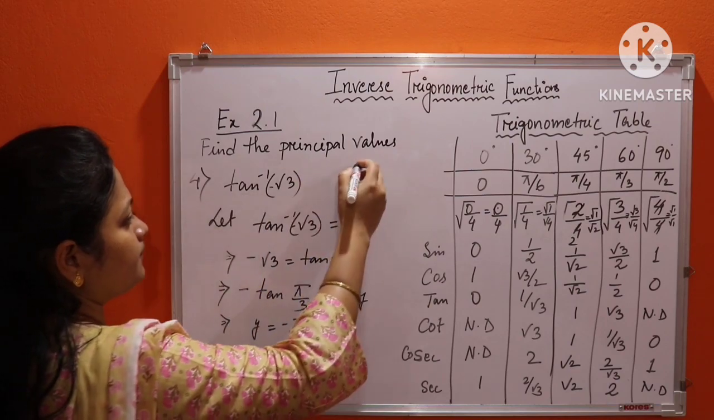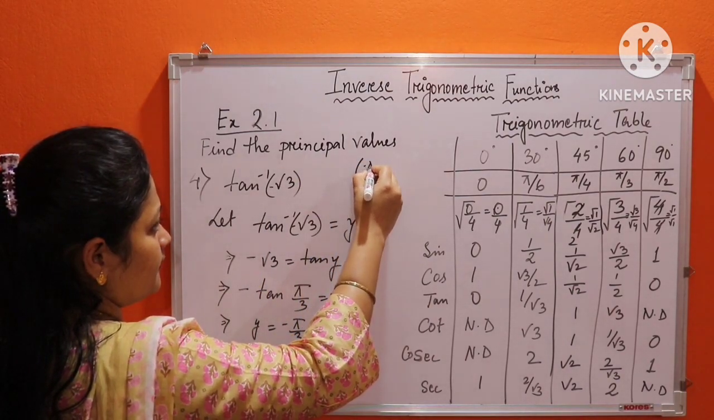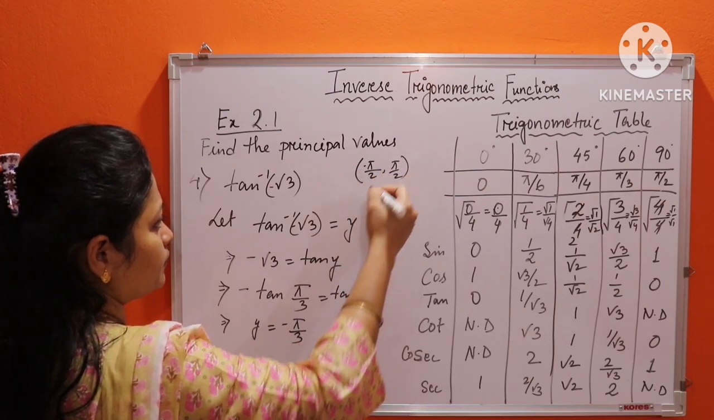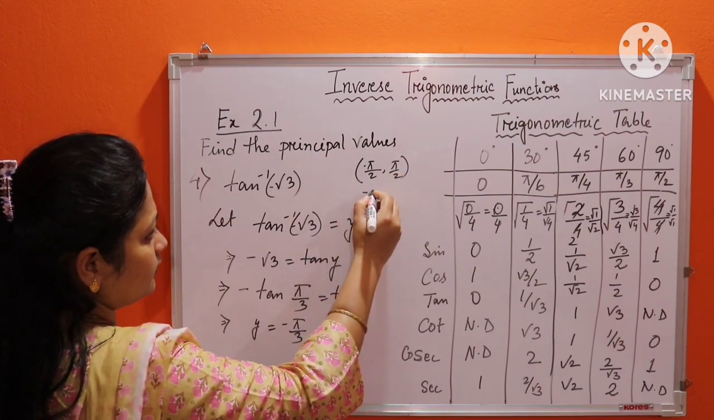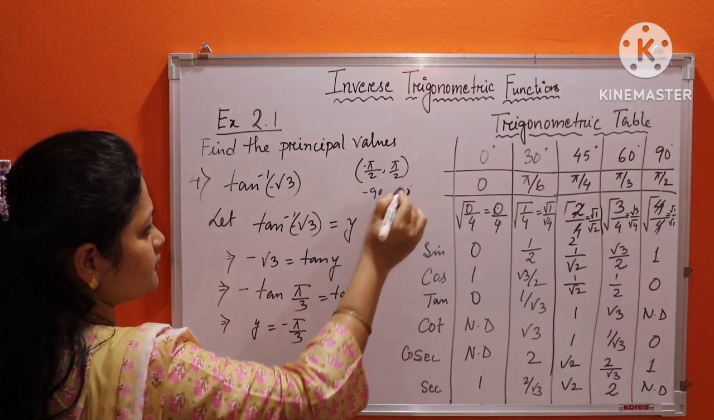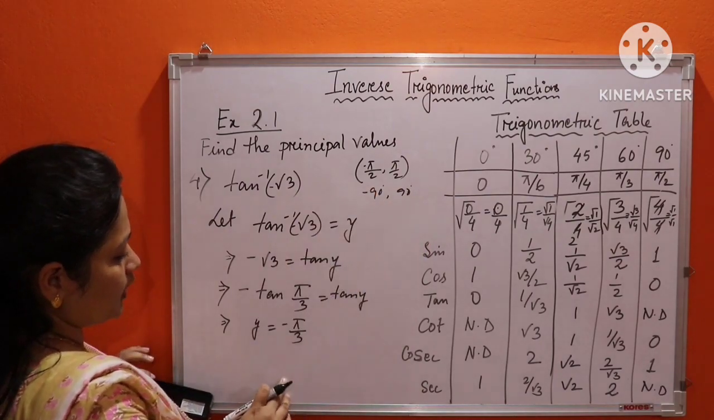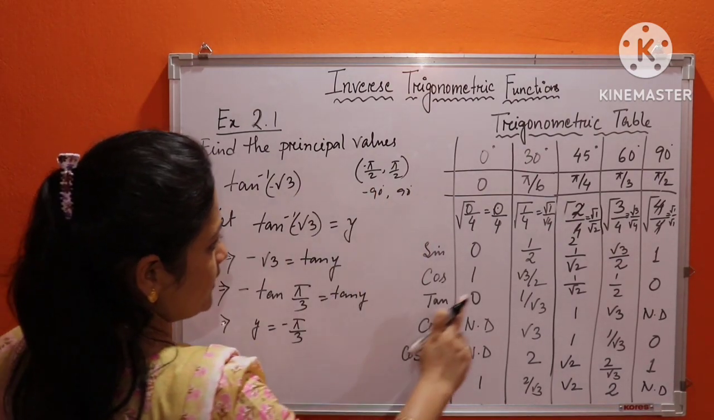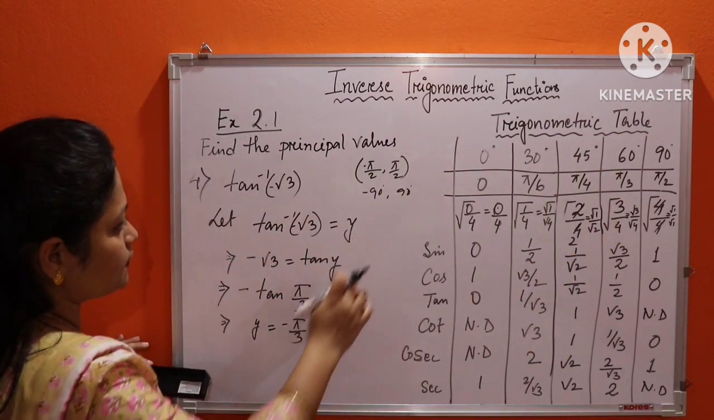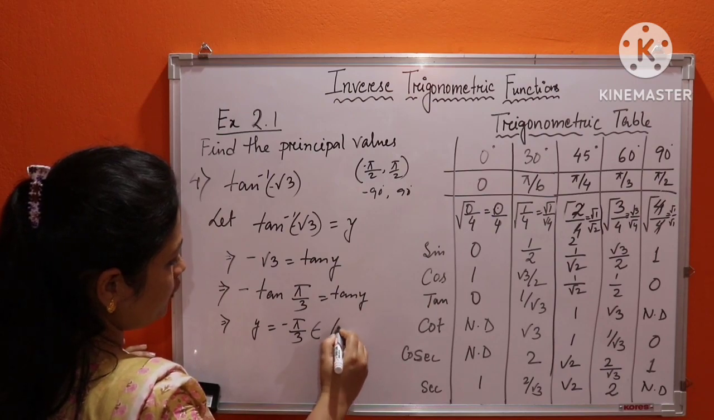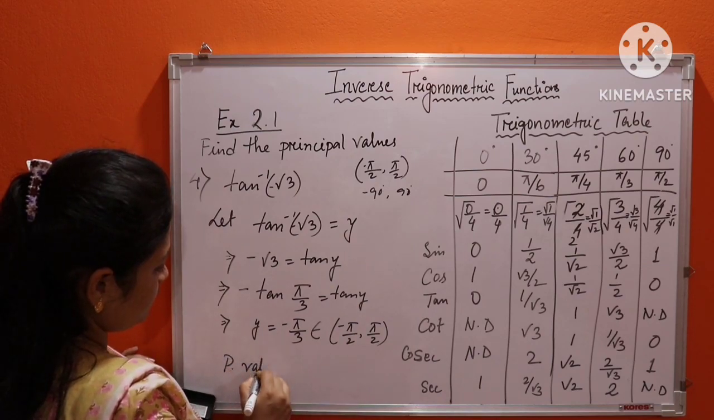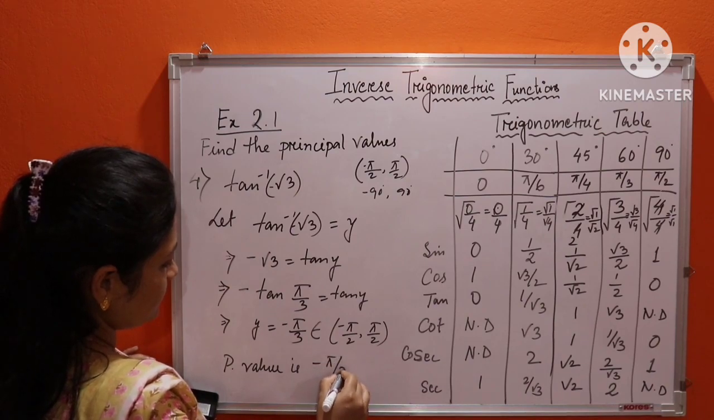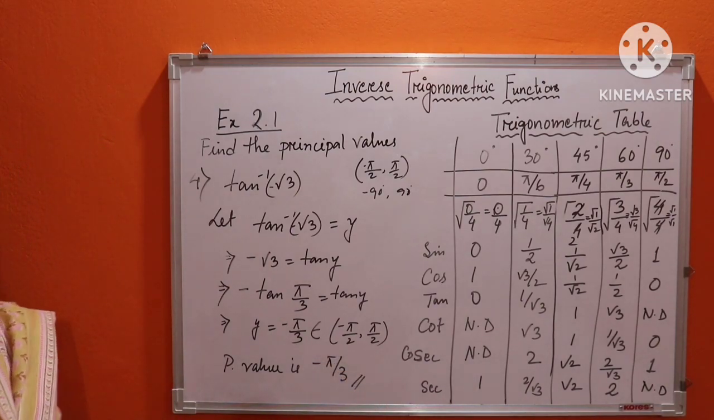What was the domain for tan here? Yes, it's open bracket minus pi by 2, pi by 2. That means minus pi by 2 and pi by 2 will not be included. Minus 90, 90 के बीच में होगा, ठीक है? Minus 90 और 90 के बीच में होगा. तो minus pi by 3, what is it? Minus pi by 3 is 60 degrees. Yes, it lies between them. So it belongs to open bracket minus pi by 2, pi by 2. Therefore the principal value is minus pi by 3. Okay, this was the fourth question.